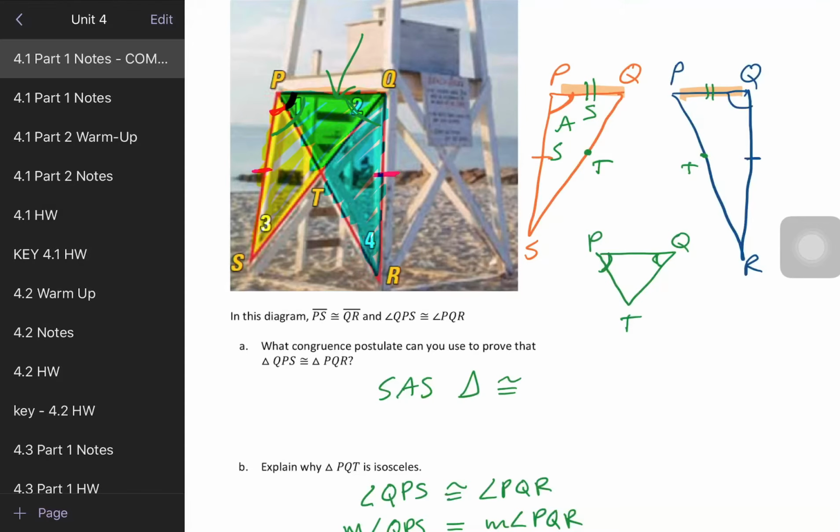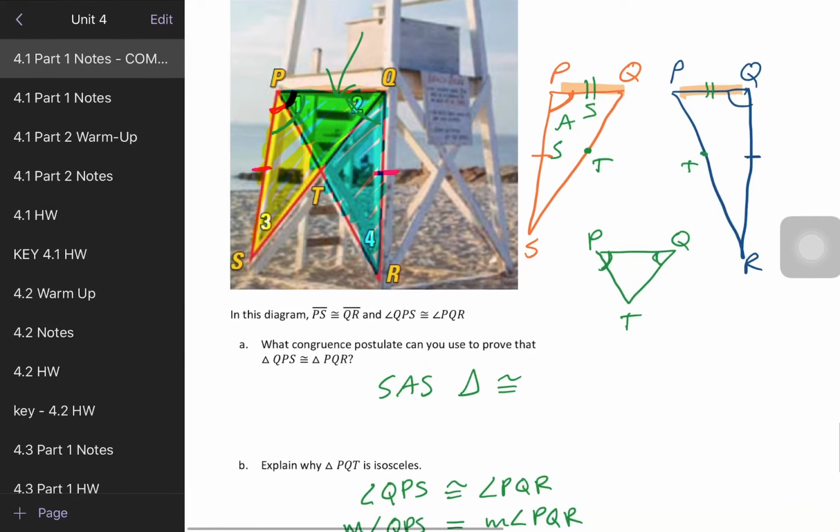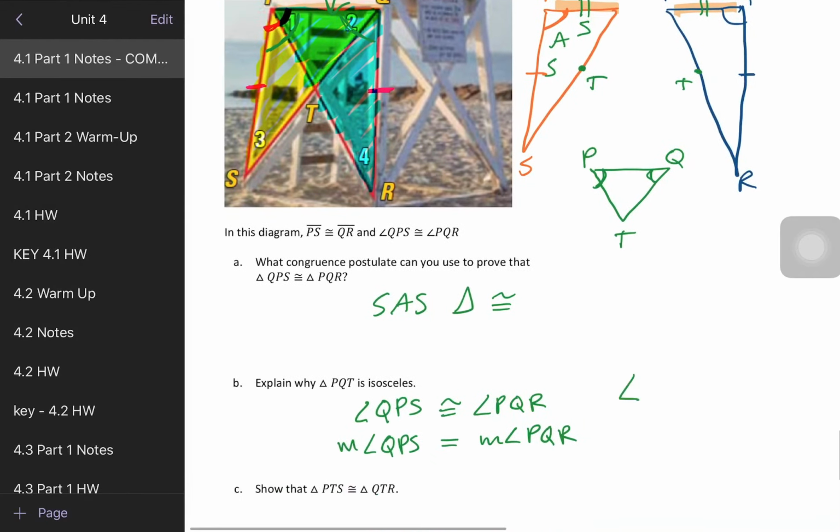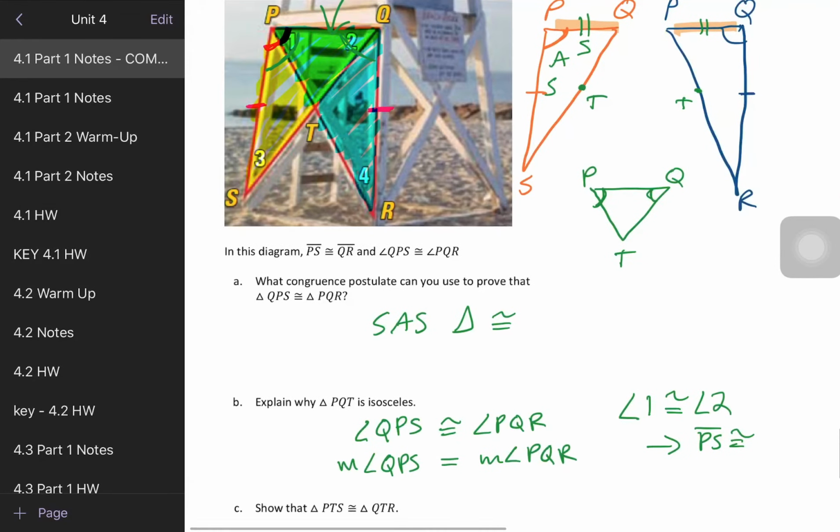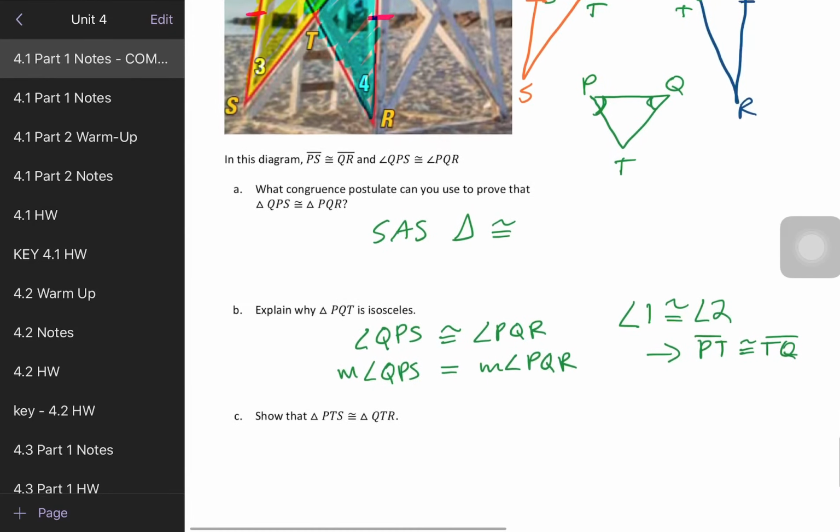I'm just running out of time here, so I apologize, but you can use the angle addition postulate to prove that angle 1 is congruent to angle 2, and that would tell us that those two sides, PT and TQ, are congruent. I can go over this more in class if you're interested, but there's a way to prove that.